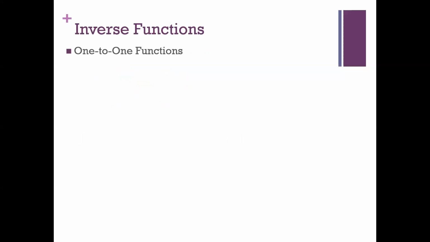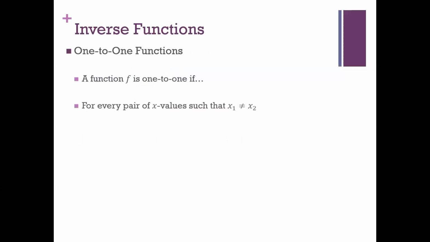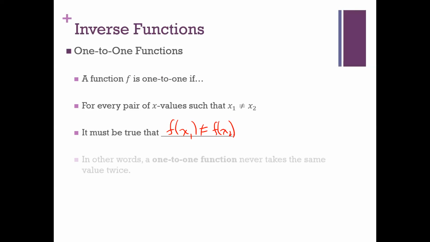So a one-to-one function, by definition, is this: let's say I have two x values that are different. If your function is one-to-one and I give you any two different x values, that means the y values are different. That means that by definition, f of x1 is different from f of x2. So in other words, a one-to-one function never has the same value twice. For every unique x value, you get a unique y value.